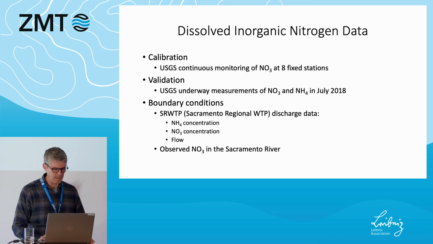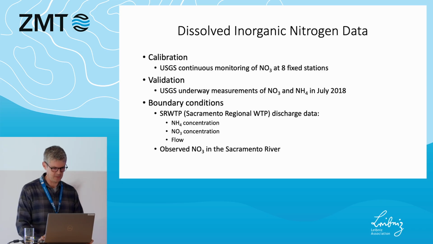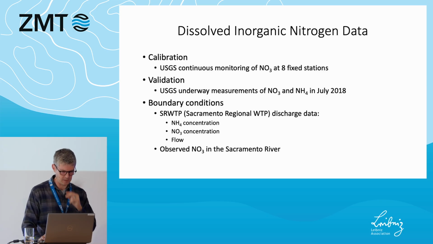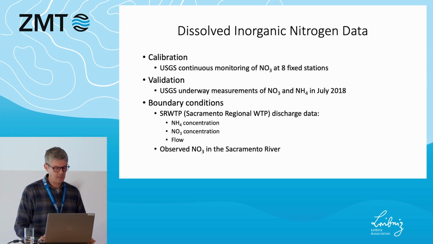Okay, so we have a bunch of data. Luckily, for this estuary, we have a lot of data. Dissolved inorganic nitrogen data collected by USGS. We had data at 8 fixed stations, and there were 2 USGS collaborators on this paper. They were the ones primarily responsible for collecting this data. And we used their high-speed mapping underway measurements of nitrate and ammonium in July. One thing to point out, I'll probably mention again, is that we had only nitrate for calibration, but both nitrate and ammonium for our validation data.